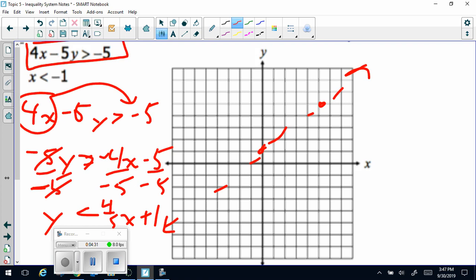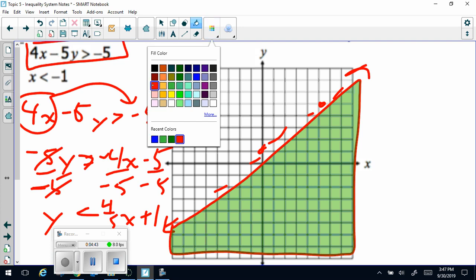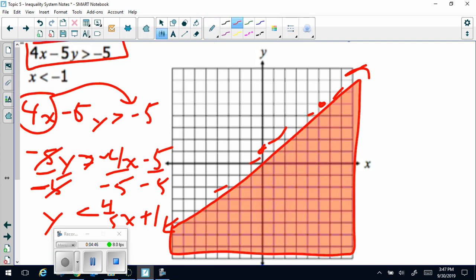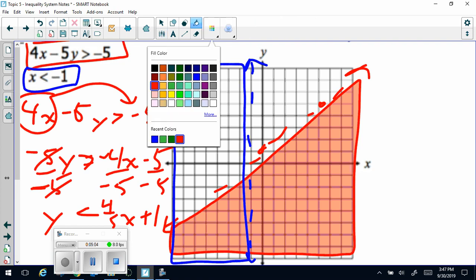Okay, and it says everything's less than, so that would be all of this space in here. So like that. Oops, I meant to make that red. Let's see, there you go. Okay, and then for this one, remember that's a horizontal line. So at -1, it's a horizontal line. It's going to be dashed. And what this is saying is that everything is going to be less than that -1, which would be all of this space over here. All of this space right here.